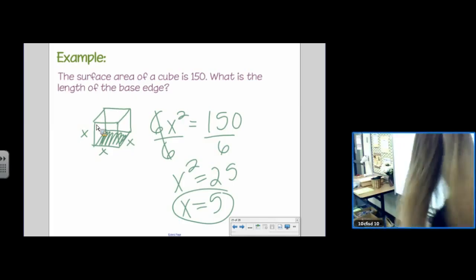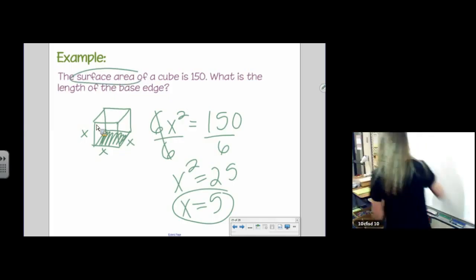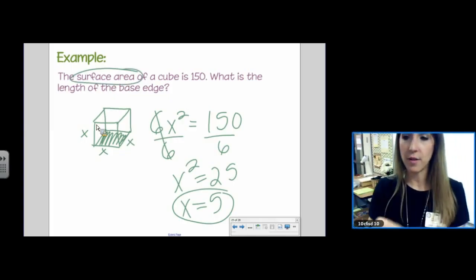Make sure you're reading, and we're using surface area and not the lateral area or the volume or something like that.